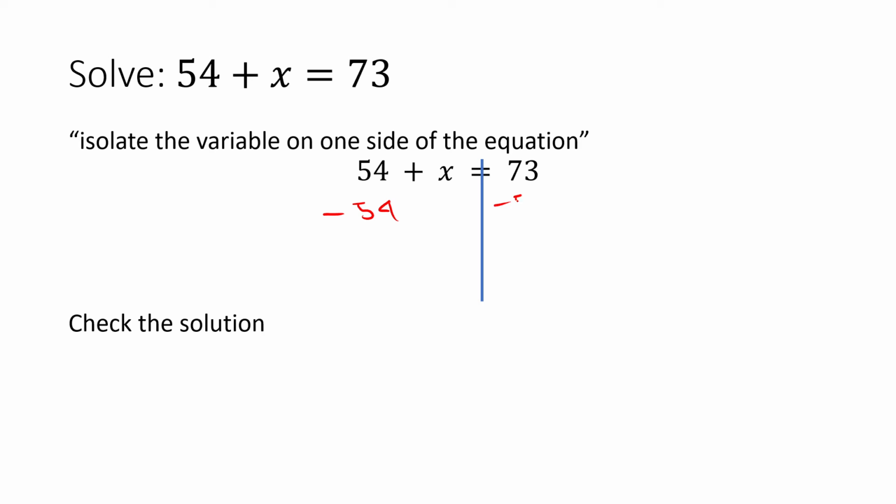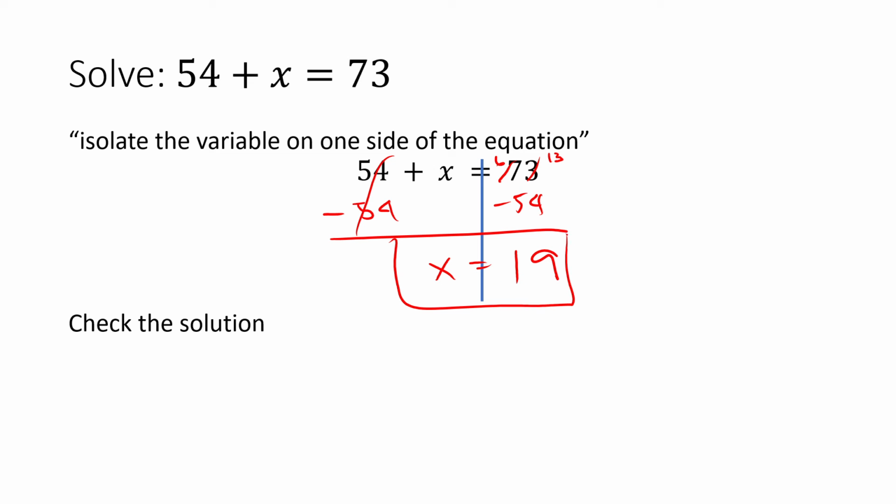Minus 54. Okay, the 54 cancels out, you're left with x, and subtract 73 minus 54. For this example, we have to borrow. 3 minus 4, well, we can't do that, so we just have to borrow. 7 becomes 6, 3 becomes 13. Now we subtract. 13 minus 4 gives you 9, and 6 minus 5 gives you 1. So your answer is x is equal to 19.